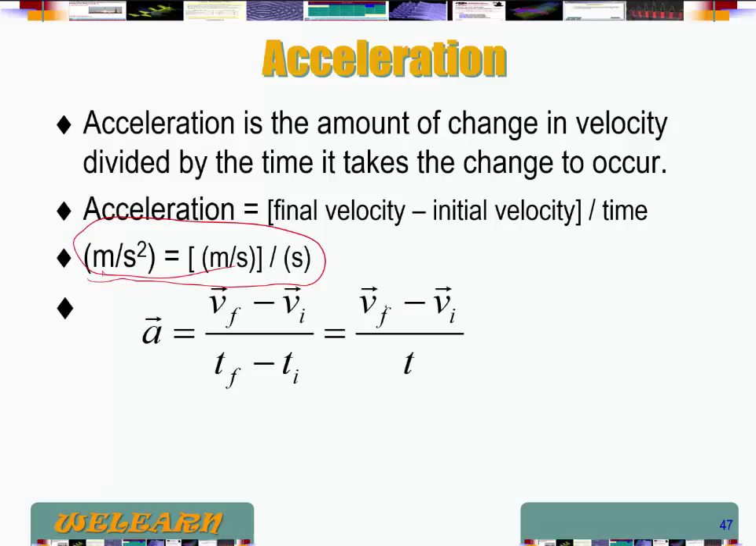Since the acceleration is a difference between two vectors, it is also a vector. Difference between two vectors over time, so it is a vector. Like for velocity, if this time is small, then we have instantaneous acceleration. If this time is large, then we have average acceleration over that time.